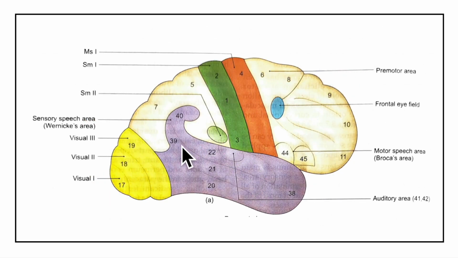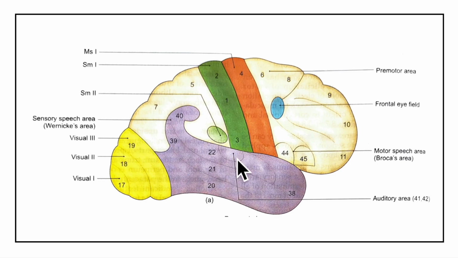Now we are moving on to the last lobe, that is the temporal lobe. It is mainly concerned with the special sensation of hearing, and there is an auditory area or the acoustic area, which is also called auditory sensory area. It corresponds to areas 41 and 42 of Brodmann, that you can see right here.